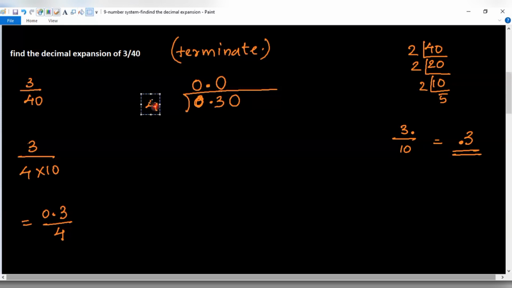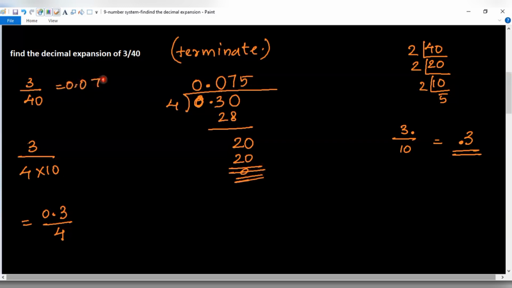Then 30. How many 4s are there in 30? You know, it is 7. 7 4s, 28. Then subtract, we'll get 2. Then already decimal is there, so we can put one more 0, 20. 20 divided by 4, it is 5. So the answer is 0.075.